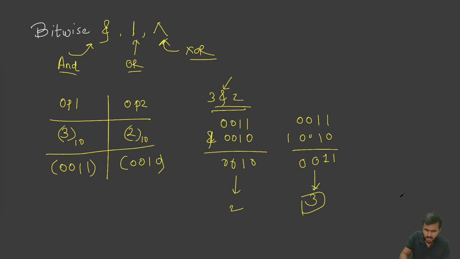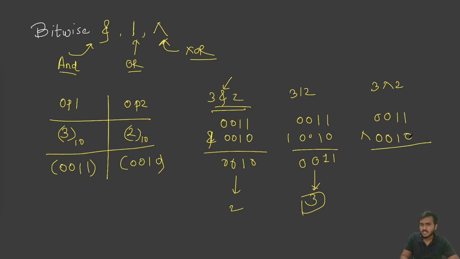Let me write it on top of it. So this operation is nothing but 3 | 2, an OR operation. Similarly, let's perform 3 XOR 2. So it is 0 0 1 1, this is 3. Then we have to perform the XOR operation on it, and the second operand is 0 0 1 0. Let's see what the output is.